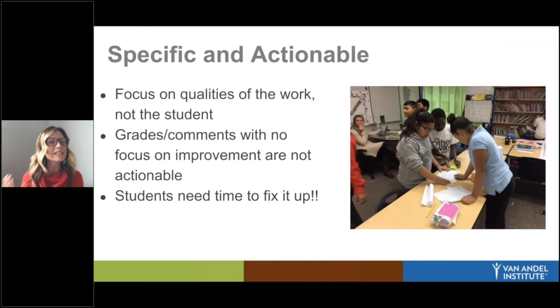And then also making it specific and actionable. It's really important to focus on the qualities of the work instead of focusing on the student. We know that grades and comments with no focus on improvement are not actionable, and we want to make sure that we're giving them actionable feedback, something that they can work with. And then also giving them time to fix it up. In order to fix it, they need the time, so allow them that space to make those changes to improve upon their work.